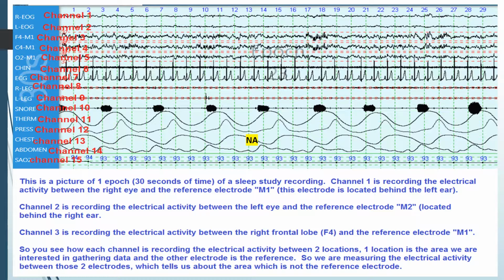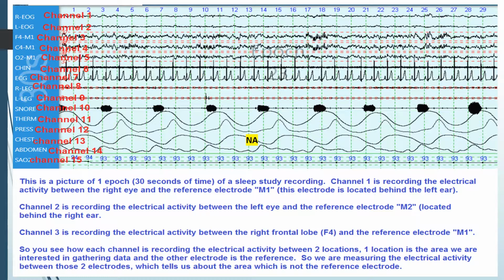And this channel is taking that electrode and measuring the electrical activity between that and the M1 electrode, because M1 is our reference electrode on this study. So for the left eye, although we don't see it, it's taking the left eye electrode and referencing it also to M1 on this study.